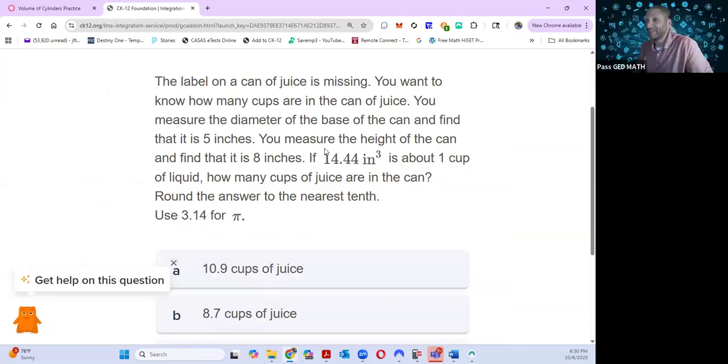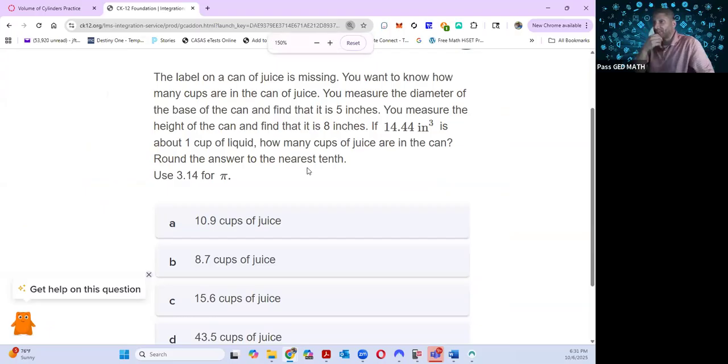Look at this problem. Oh my goodness. This looks like an extremely hard problem, doesn't it? The label on a can of juice is missing. You want to know how many cups are in the can of juice. You measure the diameter of the base of the can and find that it's 5 inches. You measure the height of the can and find that it's 8 inches. If 14.44 inches cubed is about 1 cup of liquid, how many cups of juice are in the can?